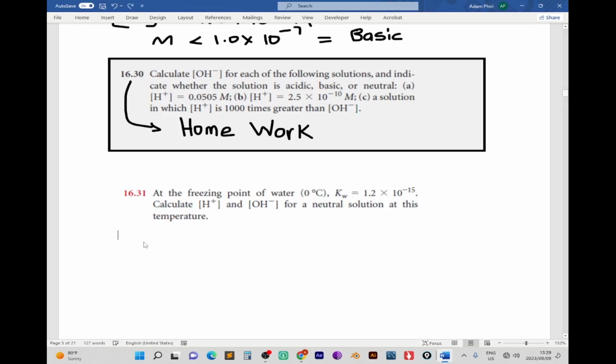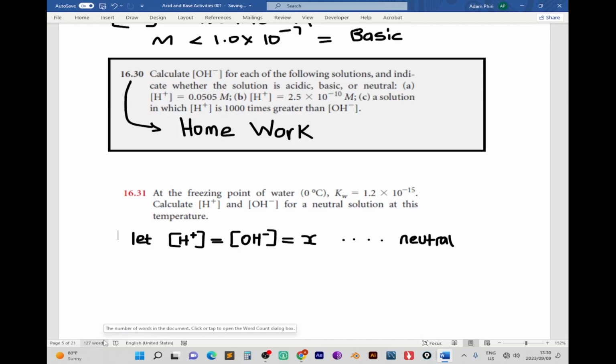Alright, now we have another question, 16.31. They said at the freezing point of water, which is 0 degrees Celsius, the Kw, the ionization constant of water, is 1.2 multiplied by 10 to the power negative 15. So you can see that Kw has decreased with temperature. And then we also look at neutrality. Neutrality means concentration of acid is equal to concentration of base.